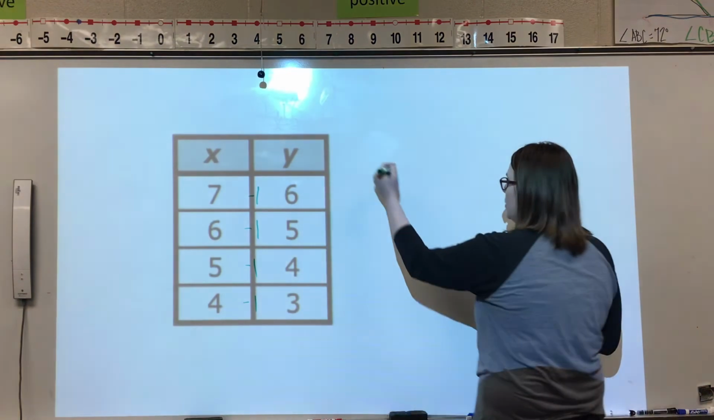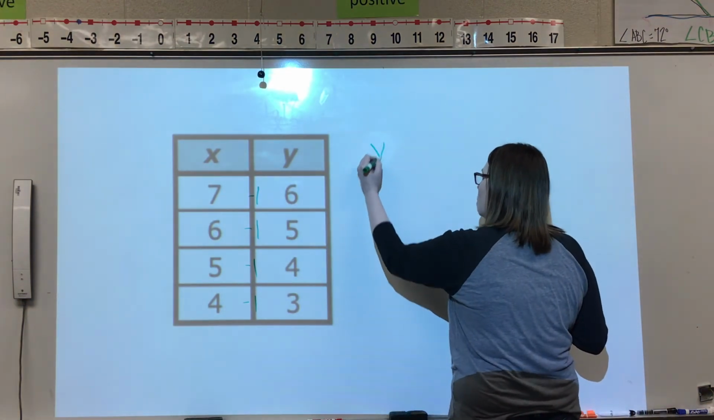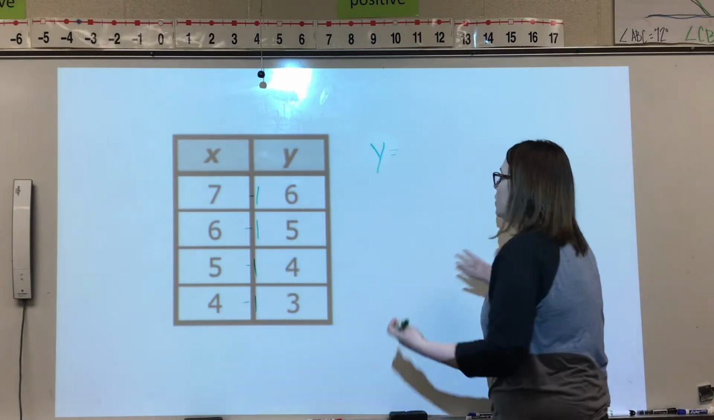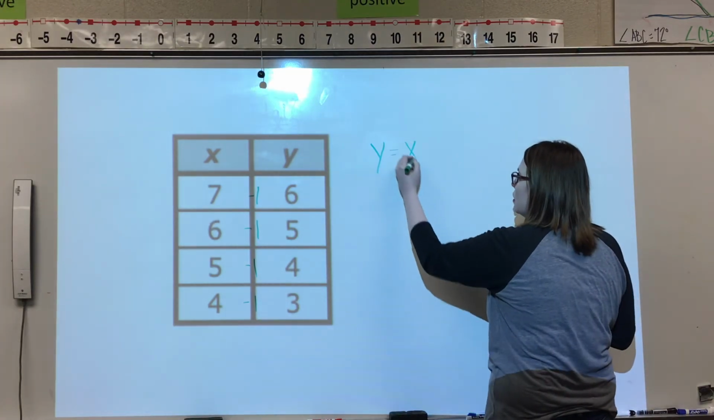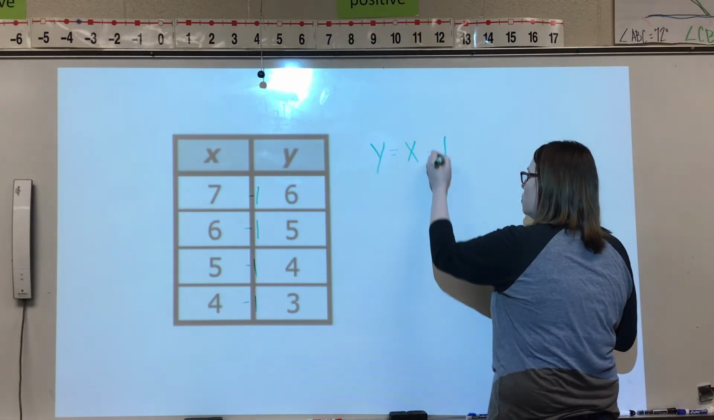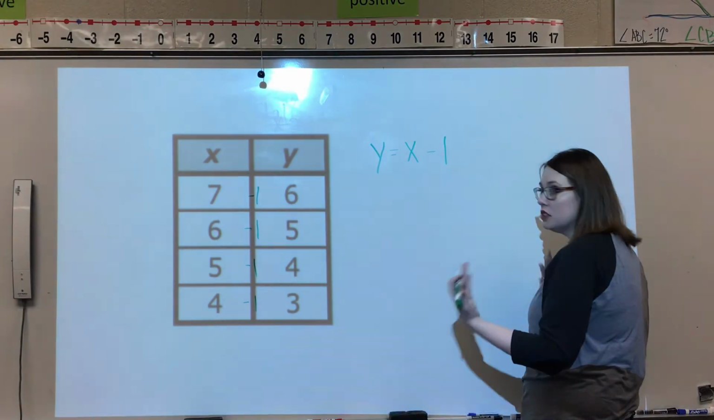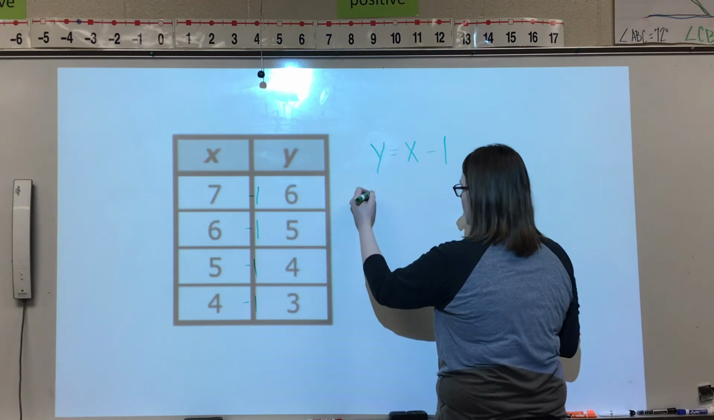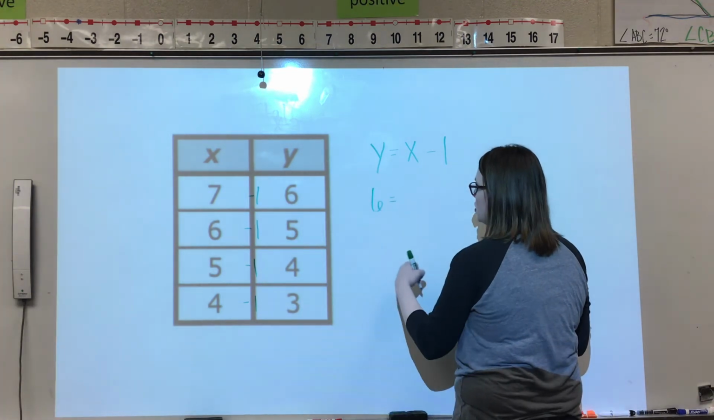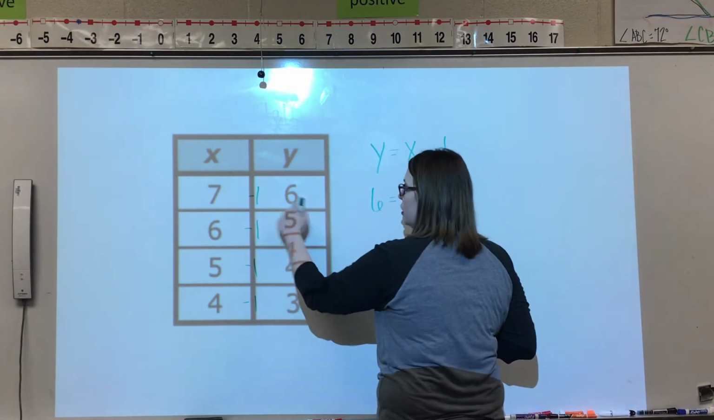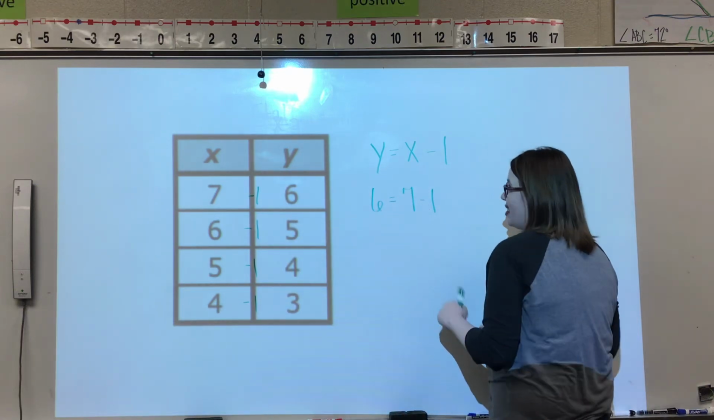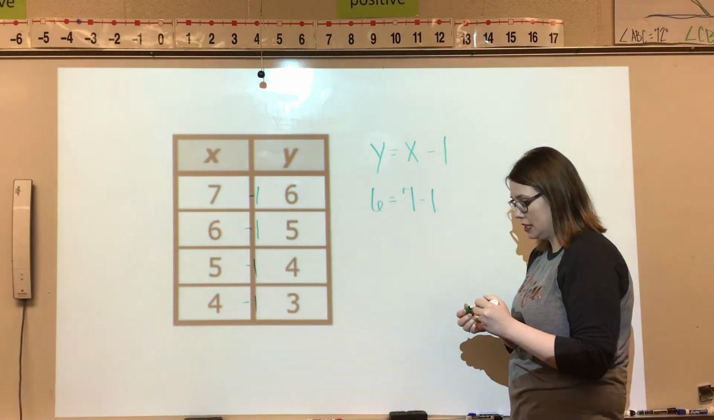So again, we write this y equals, and it always starts y equals. Then I have x minus 1. So I want to test this out just to make sure I've written it correctly. So y is 6. 6 equals, my x here was 7. 7 minus 1. Okay, 7 minus 1 is 6. So it does equal out.